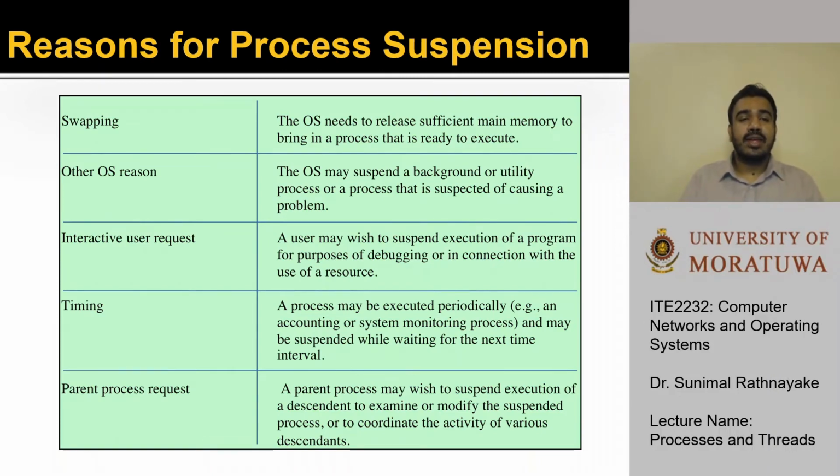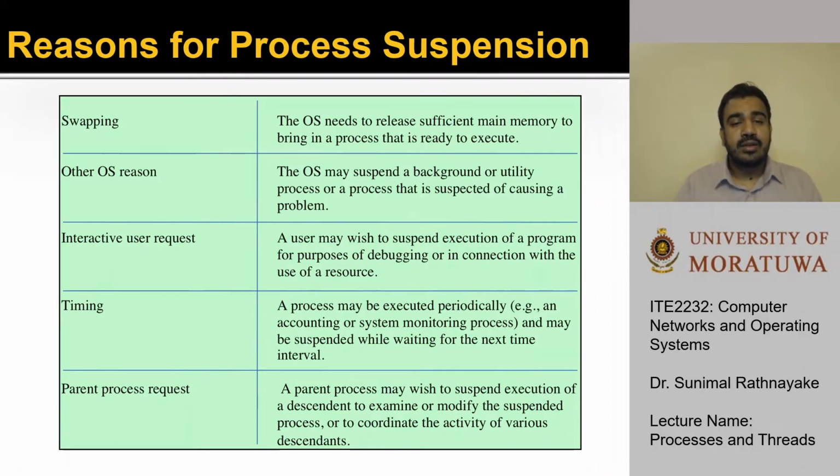There can be different state suspension reasons. For process suspension, there can be multiple reasons. One is swapping. The OS needs to release sufficient memory to bring in a process that is ready to execute. And then there could be other operating system related reasons. There may be a background or utility process or a process that is suspected of causing a problem.